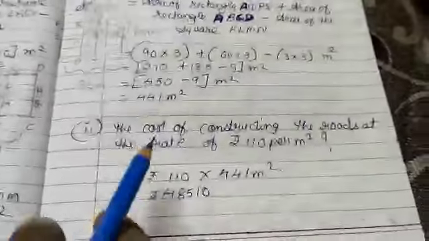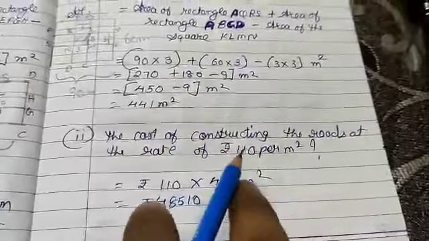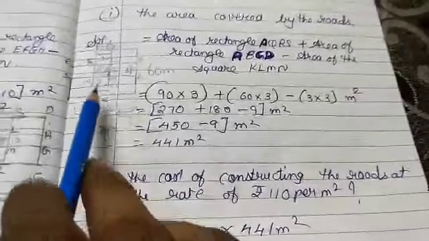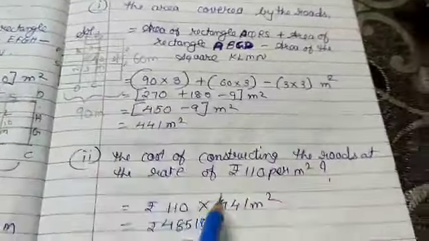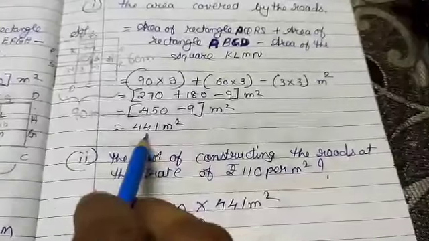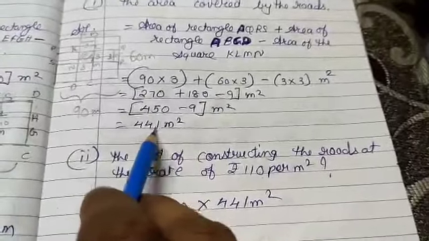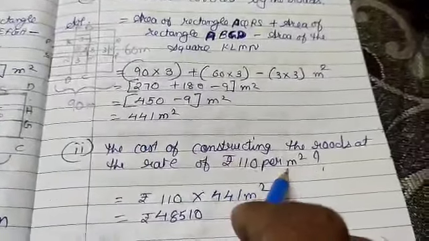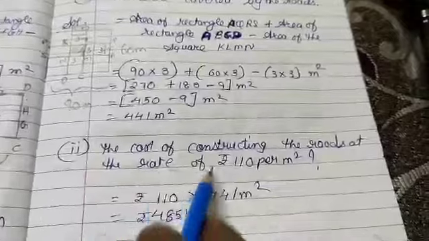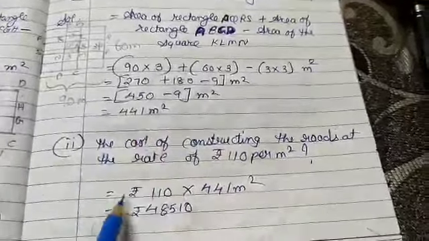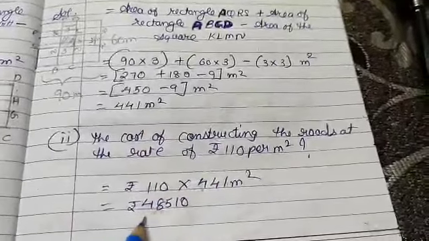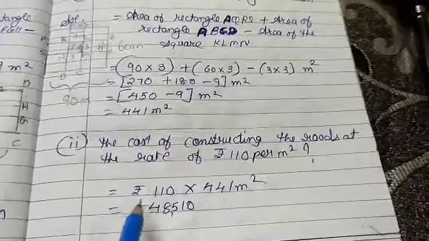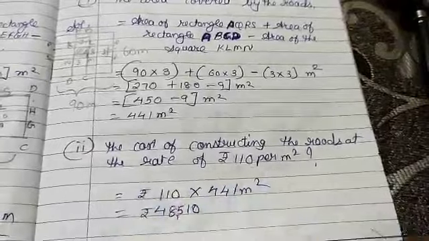Now one more question is the cost of constructing the road at a rate of 110 rupees per meter square. Now dear student, the cost of constructing the road is there. So what we will do, whatever the cost is, 110, we have to multiply with 441. That is, the area of the road is 441 and cost per meter square is 110. So 110 into 441. So when you multiply, you will get 48,510 rupees, the cost of constructing the road.